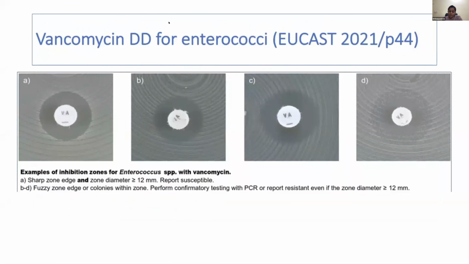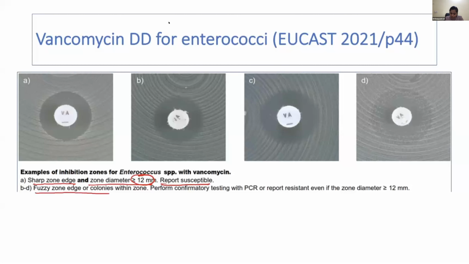Next, vancomycin disc diffusion for enterococci. Again, very important. Most of us may not be familiar with this. I will read the sentence first. Sharp zone edge and zone diameter of more than 12. This is the EUCAST breakpoint. The same thing will be applicable for the CLSI breakpoint. Report as susceptible. That is, if there is a sharp zone, then you report it as susceptible.